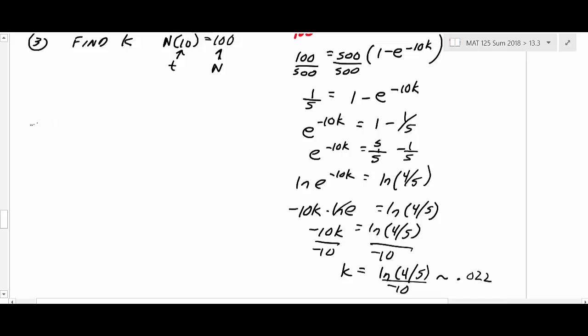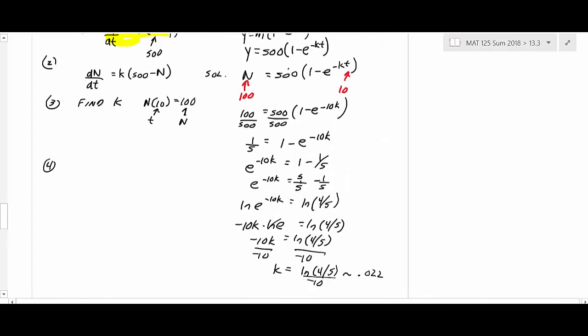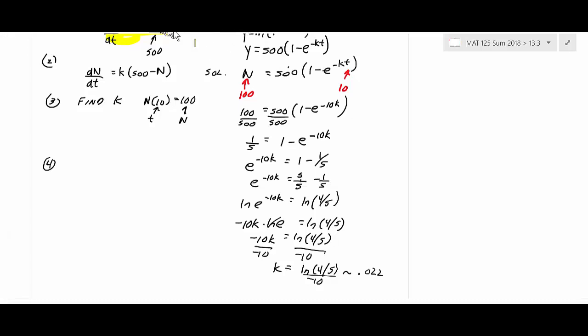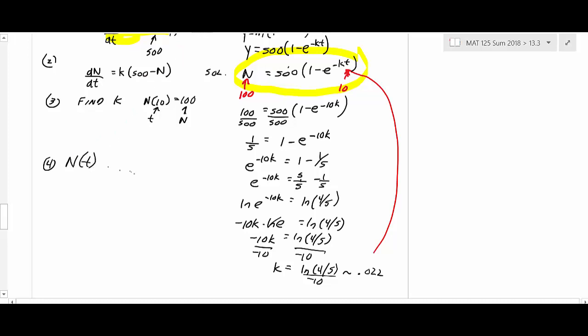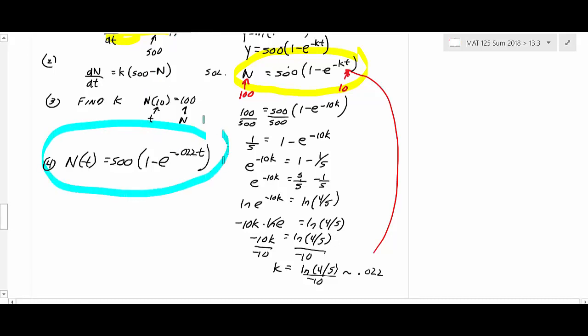All right, so step 4 is we put it all together. This is the solution right here. We just need to replace that k. So that's going to plug in right there. The final answer is going to be n of t is equal to 500 times (1 minus e to the negative 0.022t). That's it. That's how that goes.